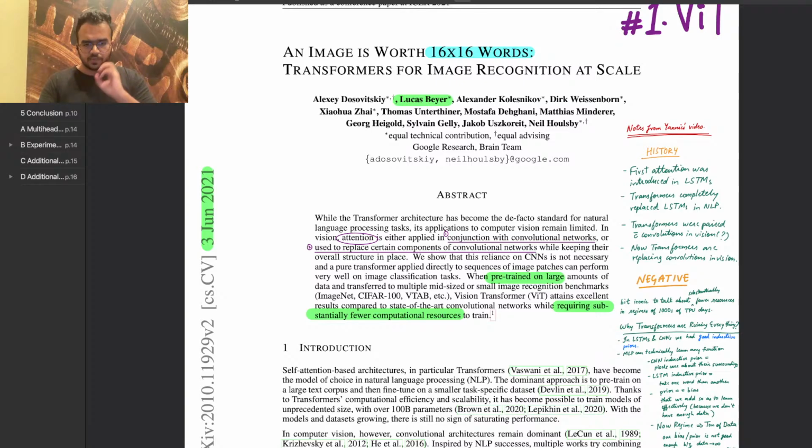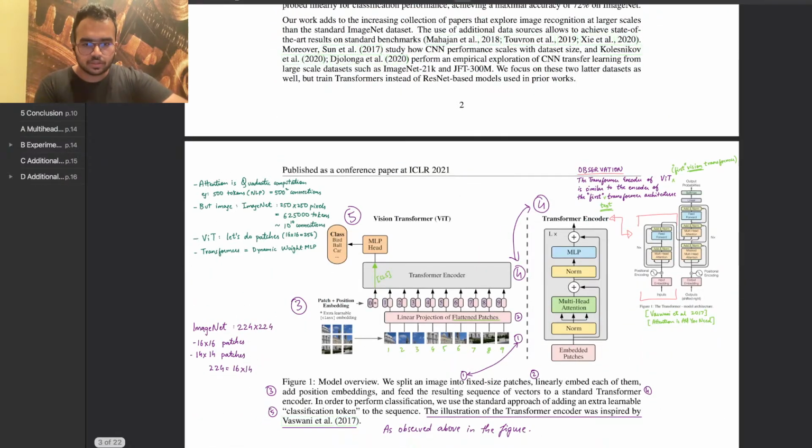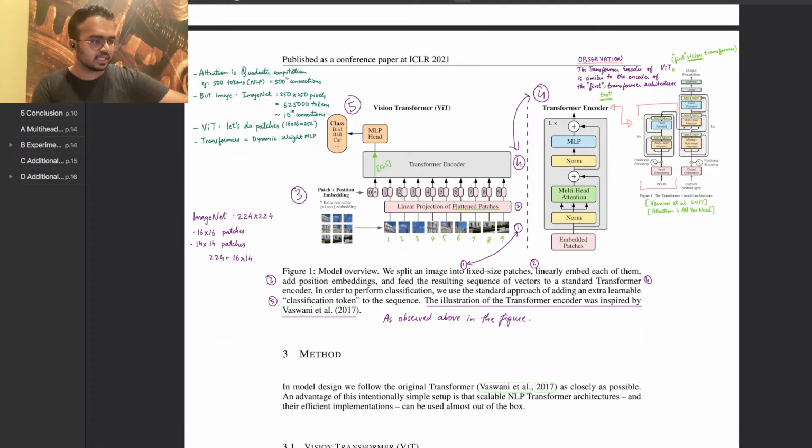So the main takeaway is that when pre-trained on large amounts of data, these vision transformers can be transferred to multiple vision benchmarks, and are able to outperform or match the state of the art that you have right now. They also mentioned that these models that they have generated, vision transformers, require substantially fewer computational resources to train. We'll directly go ahead and look at the crux of how exactly the architecture is working, and then yeah, I'm still for some reason not able to see my own video.